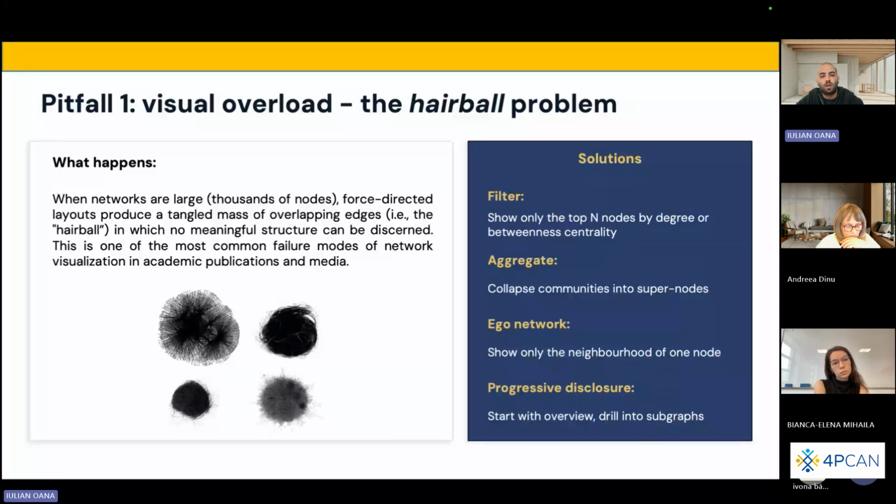Or if we have the ability of presenting dynamic networks, not static visualizations, but dynamic interactive visualizations, we can have this drill-down strategy. So we can start with an overview and let the reader zoom in, select nodes, concentrate on those nodes, and so on.